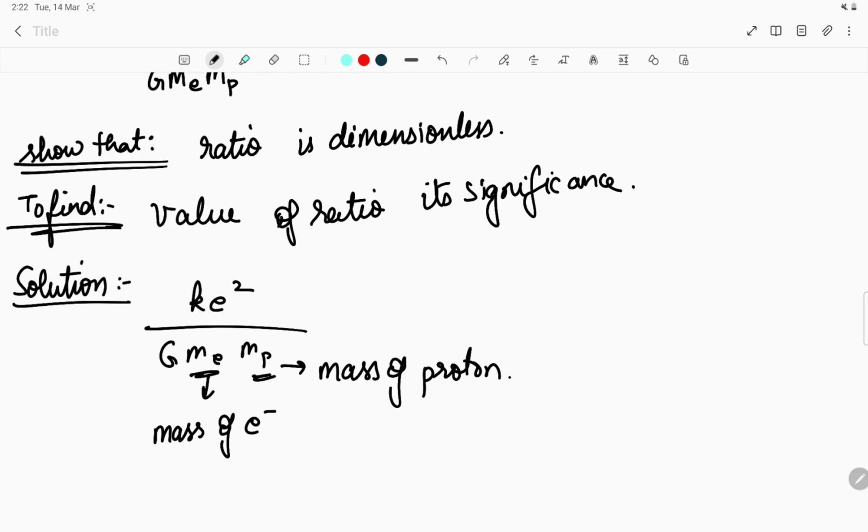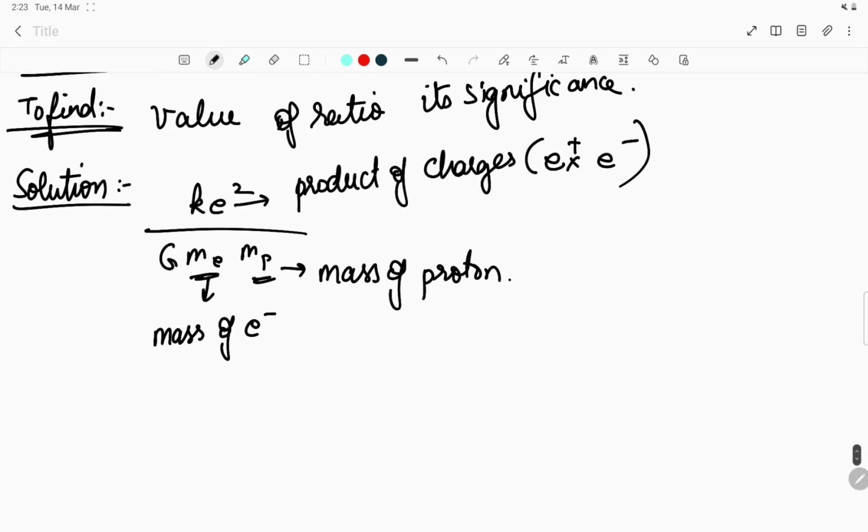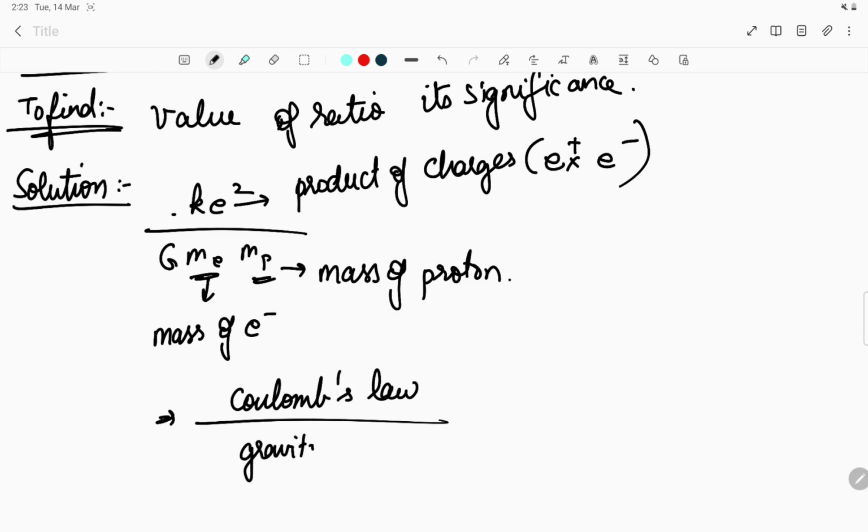Here in the numerator, I can say that this is a product of charges. What charges? Proton and electron. The product of the two charges, proton and electron, e plus into e minus. So we can say that the numerator is related to Coulomb's law, and the denominator is the gravitational law.